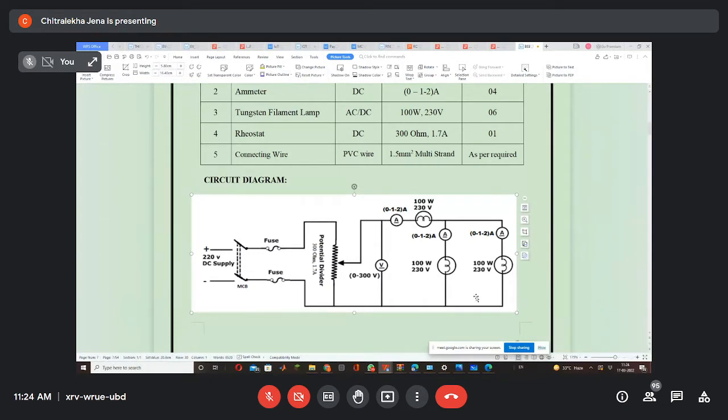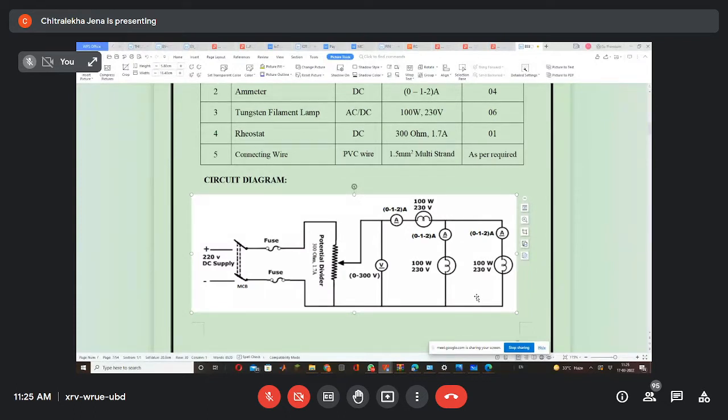Suppose you are using the switch in your home, okay? A single switch. Now, when you are turning it on, you have a phase wire and a neutral wire. The current is flowing in the phase and it is coming out from the neutral. Yes or no? So the circuit is closed, right?